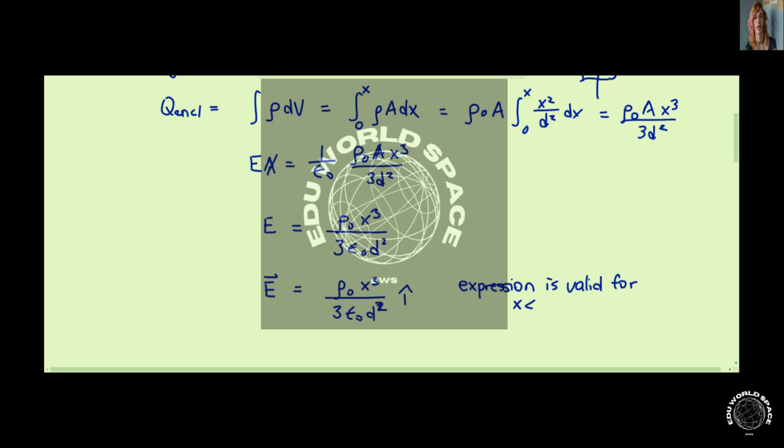For negative x, the whole expression will be negative, which is consistent with the fact that it has to be pointing in the negative i hat direction. So this is the E field inside the slab.